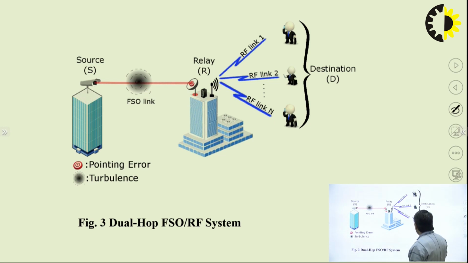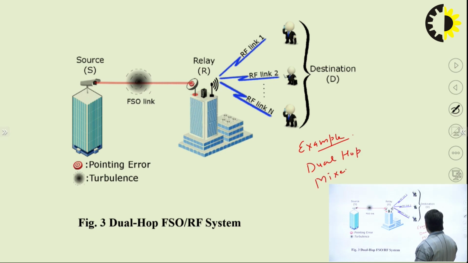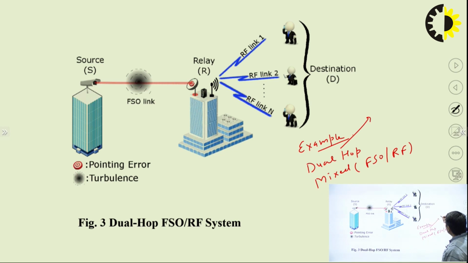This is one example of FSO based communication system. Basically this is the example of a dual hop and mixed system. Why we are saying mixed? Mixed means we are using both FSO and RF parts, and dual hop means information is conveyed to the user in two steps.